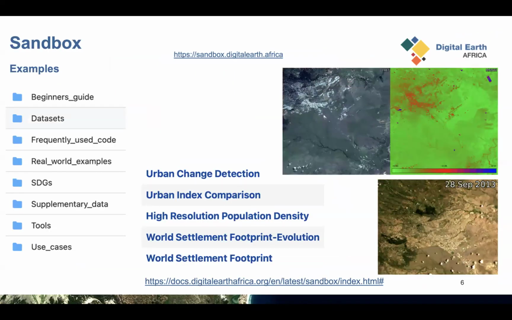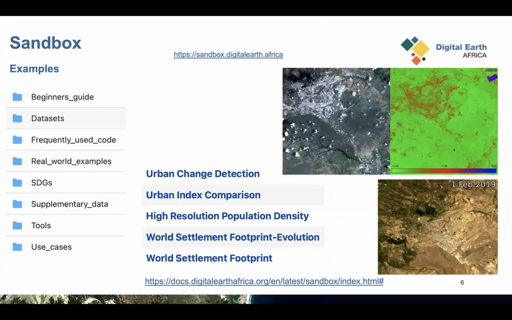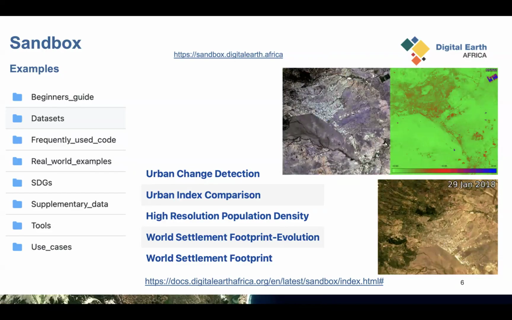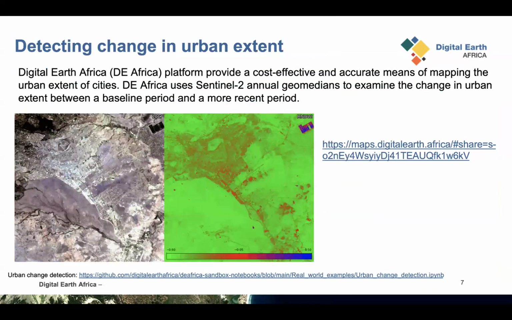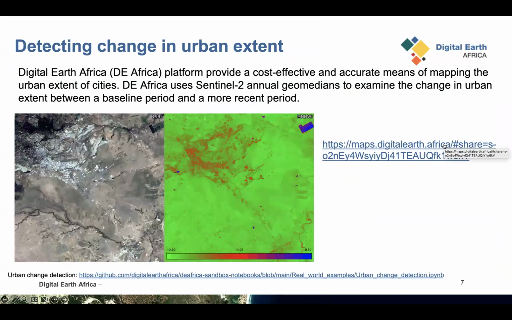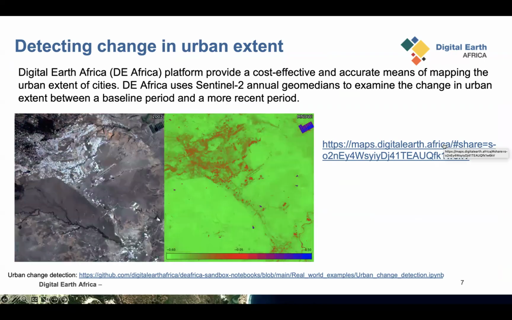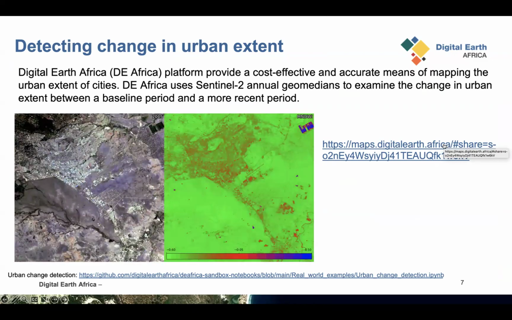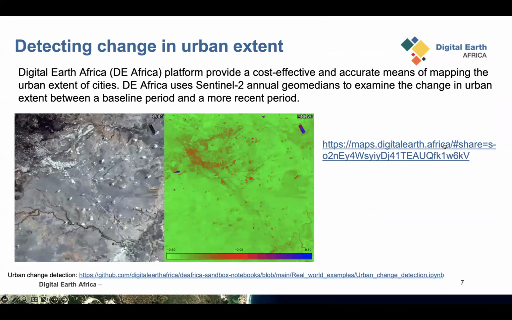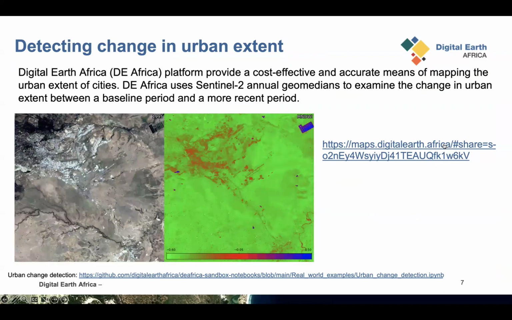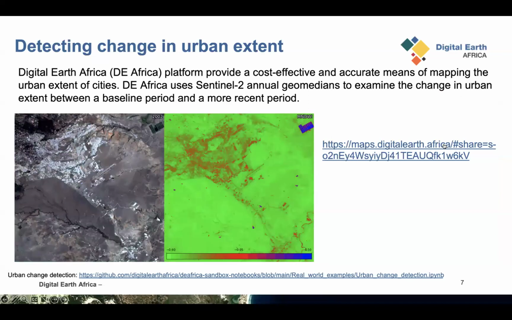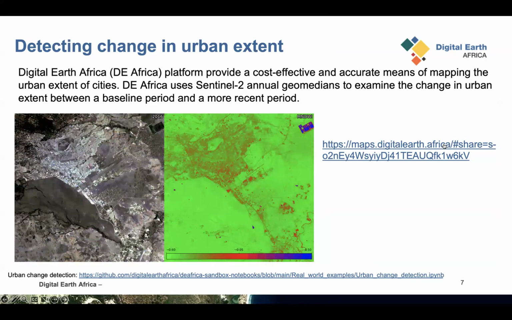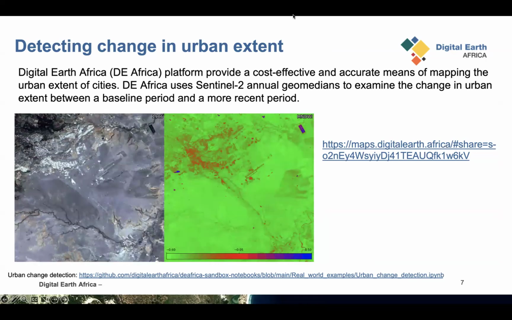In today's application, we are going to provide a summary of some of the examples in urban change detection, also urban index comparison, as well as world settlement footprint. In the first one, looking at urban change detection, Digital Earth Africa was able to develop the continental Sentinel-2 annual geomedians, which are cloud-free, and we have them from the year 2017 all through 2023. We add them every year, and it provides the opportunity to give the baseline for comparison as well. Digital Earth Africa also did the same for Landsat.